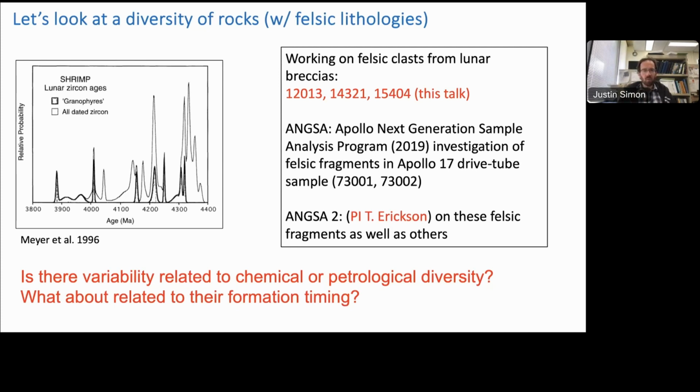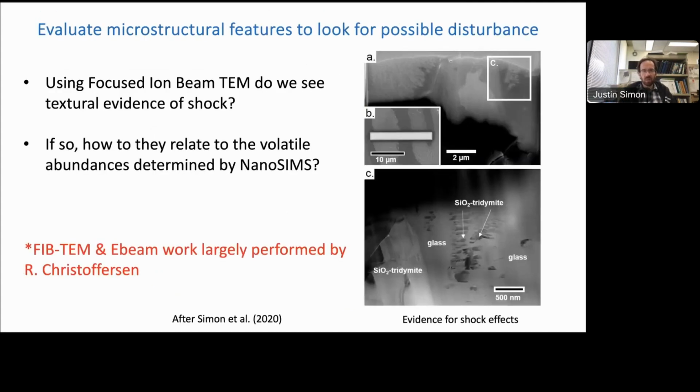form. So anyways, you can see on the left, there's a diversity of zircon ages for these felsic rocks. Is there variability in the volatile content related to their chemical composition, their petrologic diversity? What about their age? These types of questions will help us potentially understand the volatile history of these felsic rocks.